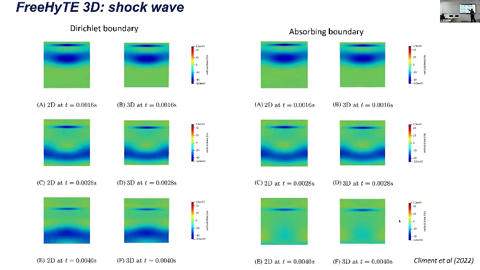So these 2 on the left are the ones with the Dirichlet boundary at the bottom boundary. The one on the left are the results at different time points for the 2D version of the platform, and the one on the right are the same results at the same time points using the 3D version of the platform. And the 2 ones on the right it's exactly the same, but with the absorbing boundary conditions at the bottom boundary.